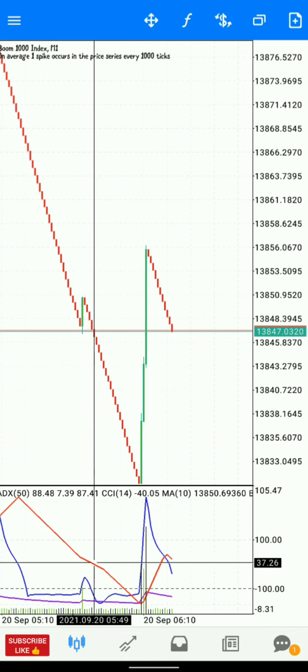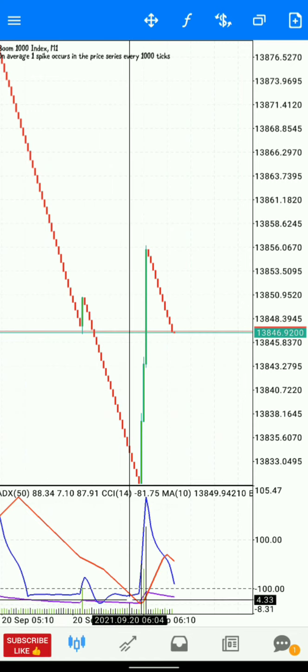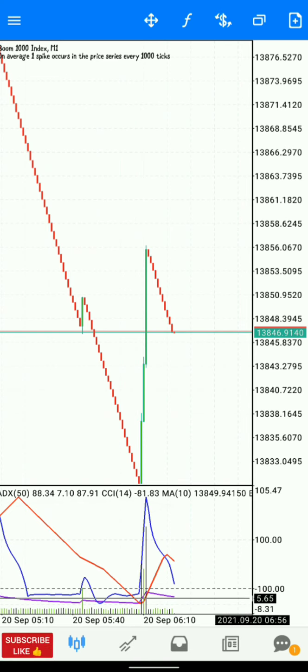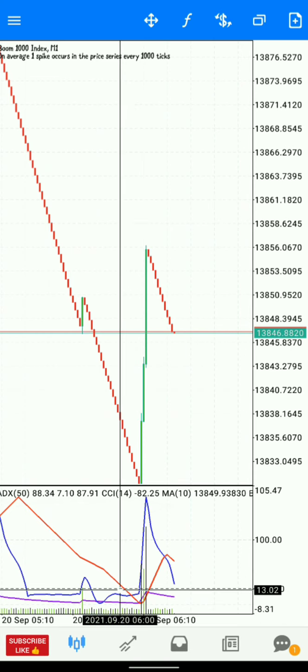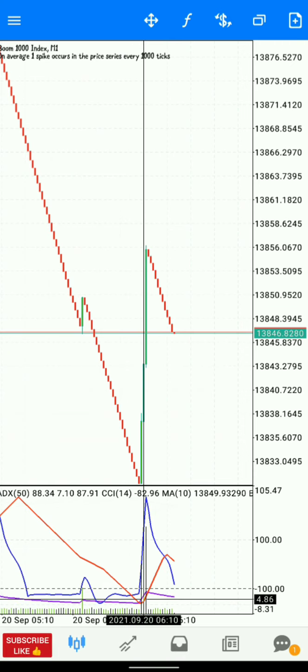You just have to wait for these three lines, the purple, the blue, and the red line, to go below this negative 100. This is minus 100. This level is minus 100. Then you wait for it to spike up.